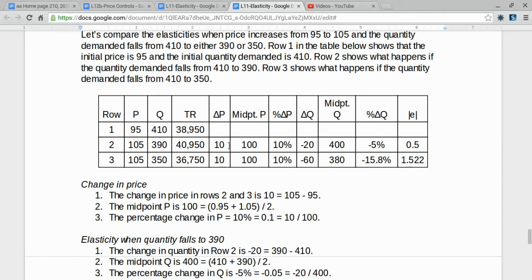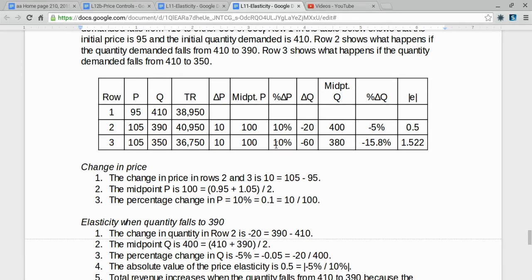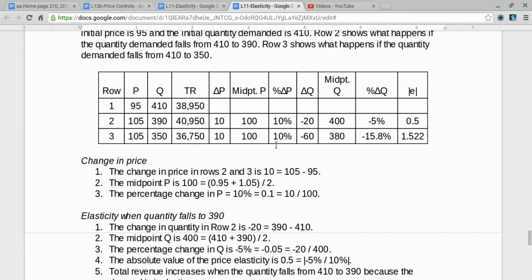If we take the ratio of the change in price by this midpoint price, we find that the price has risen by 10% using the midpoint formula. Now, the change in quantity depends upon whether we're looking at row 2 when the quantity falls to 390 or row 3 when quantity falls to 350.